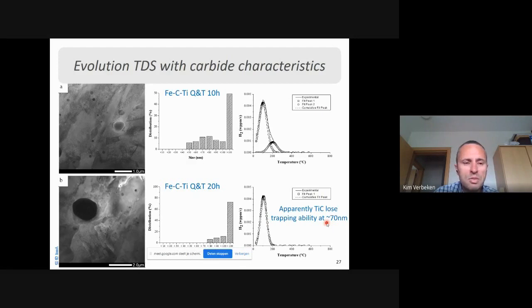Now we have done similar tests on other carbides. I cannot show all of them here, but we have done tests on chromium carbides, molybdenum carbides, and also vanadium carbides, and all these tests actually confirm that there is a certain size for each carbide when they lose their trapping capacity. I don't know all these sizes by heart, and it's not 70 nanometers for all carbides, but for every carbide you have this threshold in the trapping capacity, the trapping ability of the carbide for hydrogen.